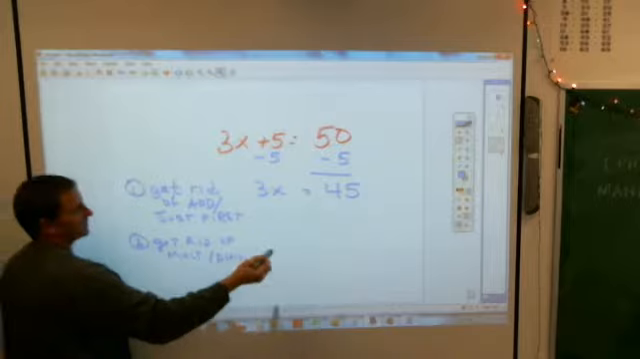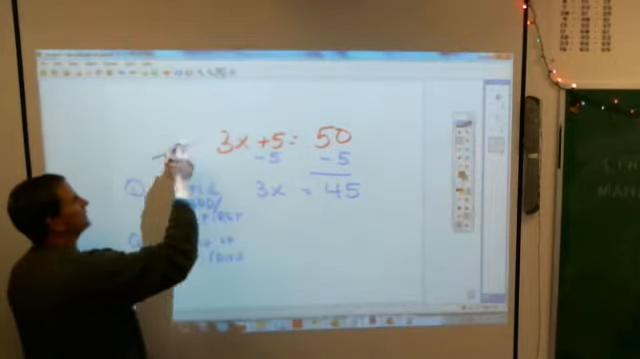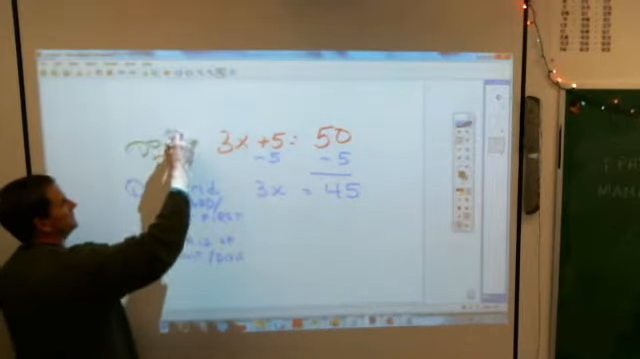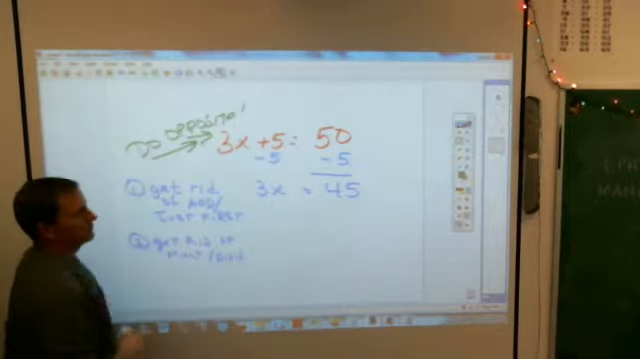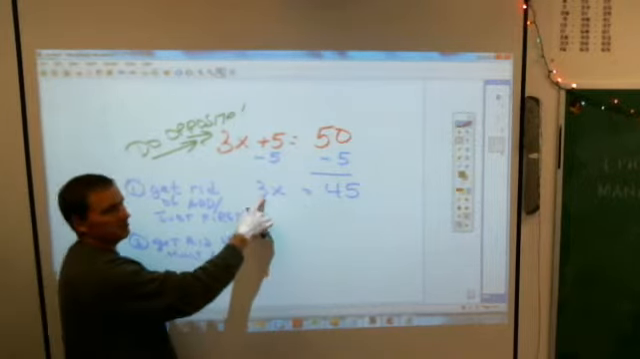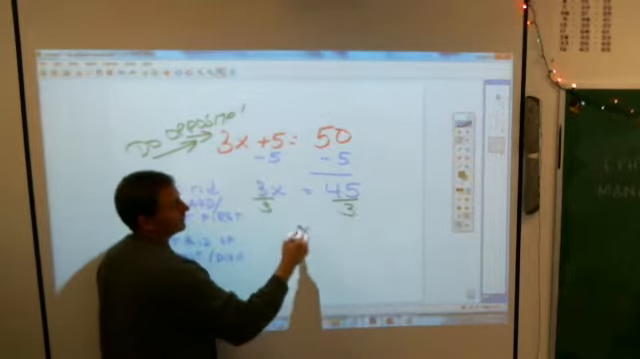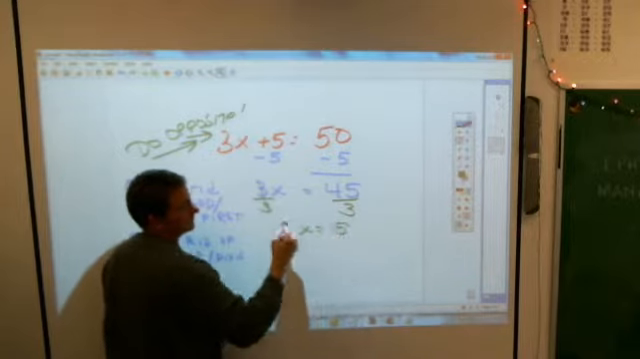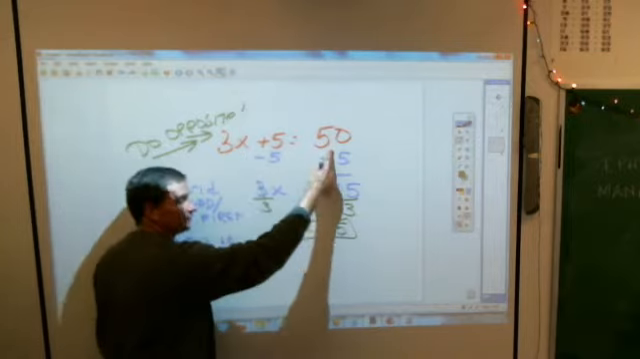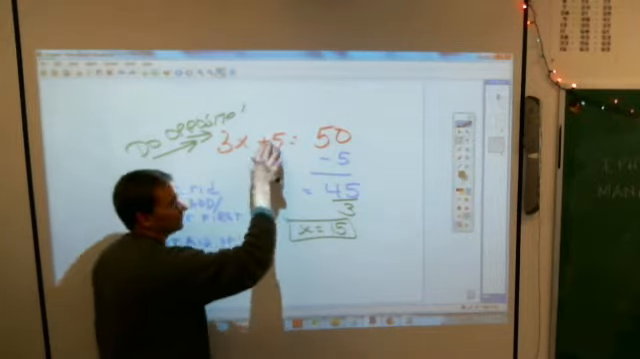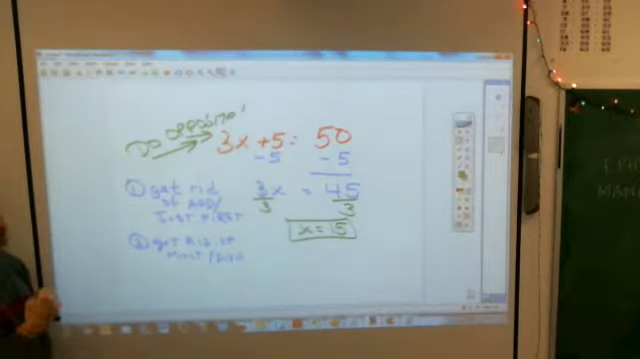And as always, key highlights in your notes. You are always thinking of doing the opposite. Opposite. And 90% of the time, people, it's always going to look like this where you divide. 45 divided by 3 is 15. Does that work? Is 3 times 15 plus 5 give you 50? Yes. 3 times 15 is 45. 45 plus 5 is 50. It's just that easy.